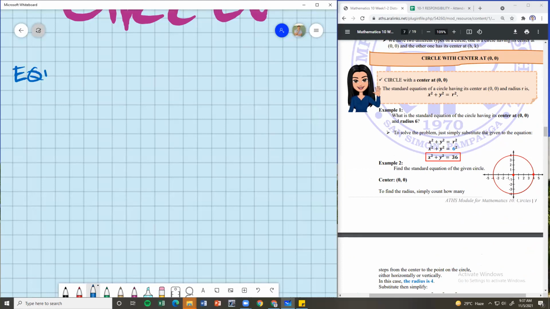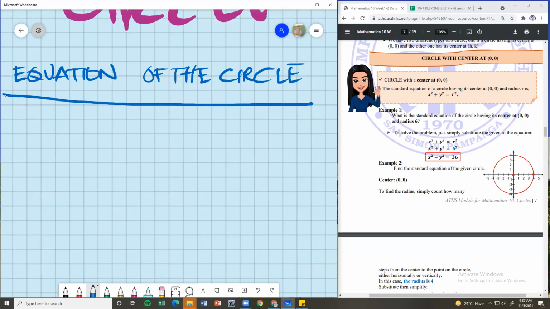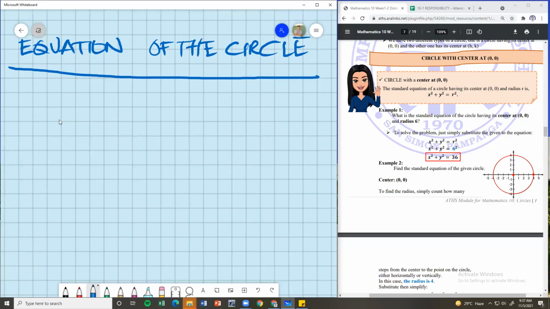Okay, so the first one, if the center is at 0, 0, or the origin. If the center is also at the origin, we have this formula: x squared plus y squared is equal to r squared.